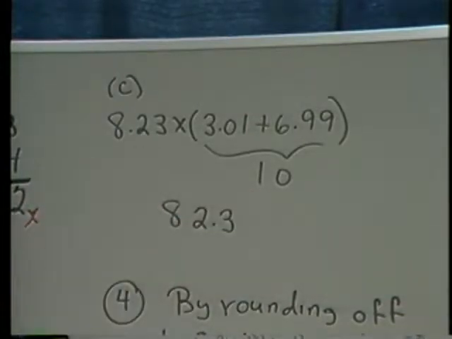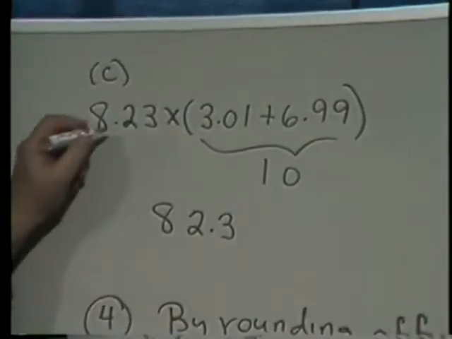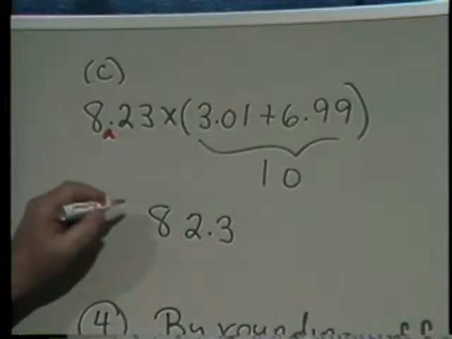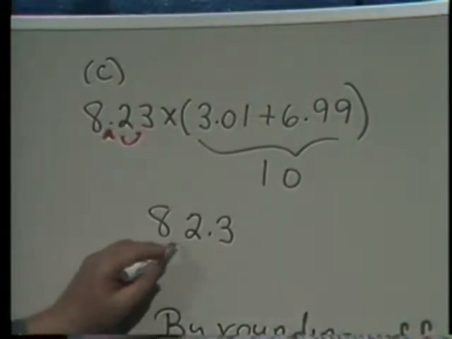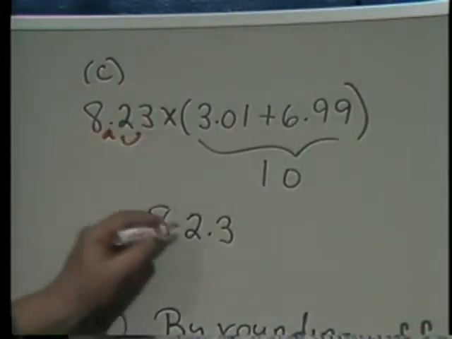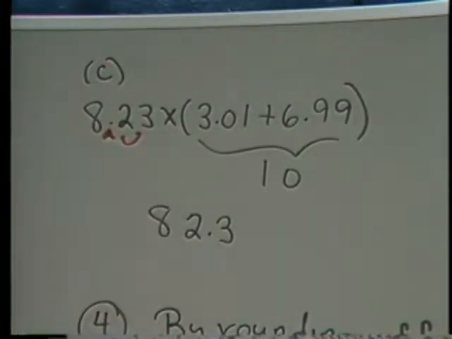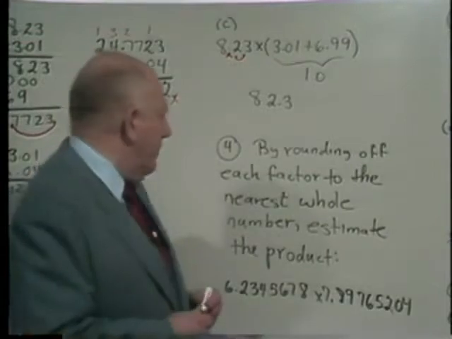So the 8.23 is going to be multiplied by 10. What's the rule for multiplying by 10? Take the decimal point and move it what? One more place to the right. That moves the decimal point from being between the 8 and the 2 to between the 2 and the 3. So the answer is 82.3. Okay? That's all there is to it, just a straightforward drill.